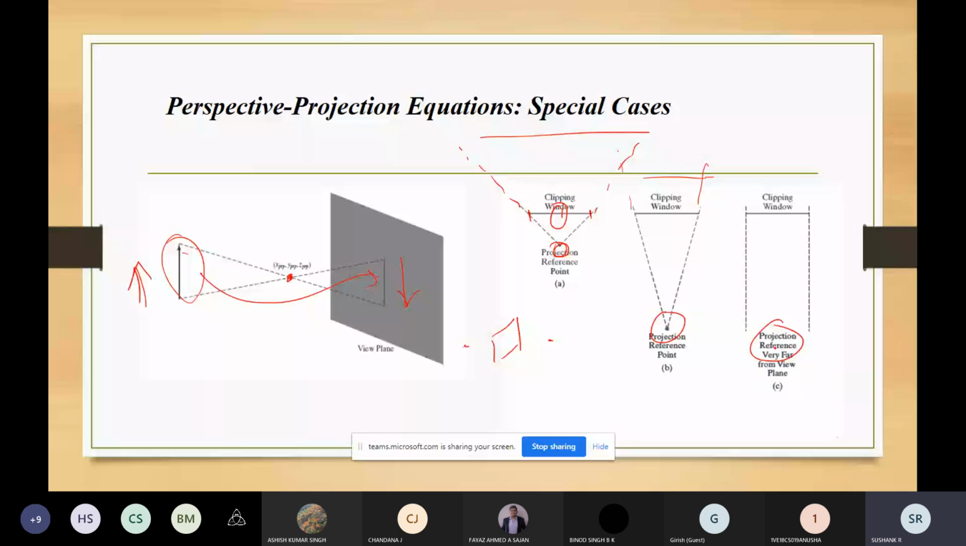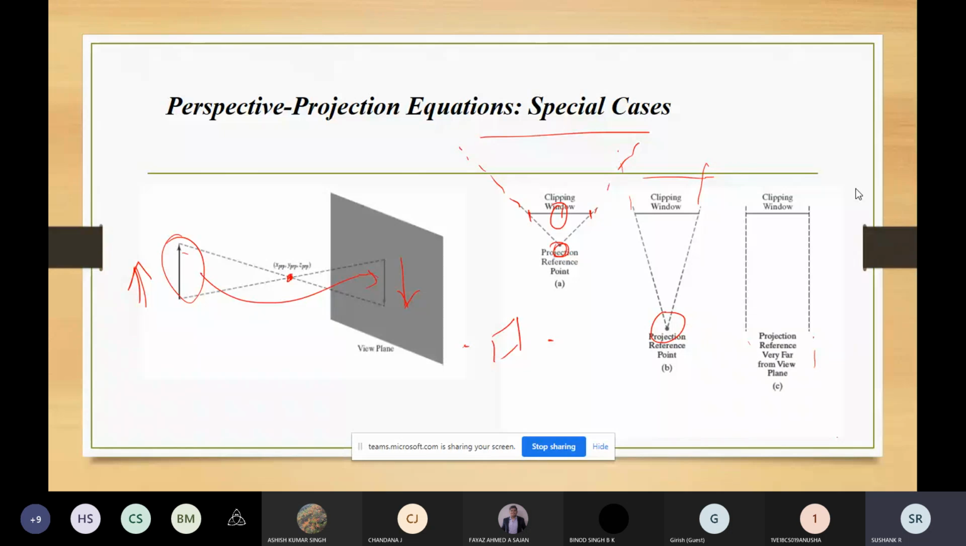See, it's three scenarios. Here the object will look very large, but here the object size will be much smaller when compared to this. But in this case the reference point is almost parallel, so it will be a case of parallel projection. Or you can say the perspective projection is becoming a parallel projection when the projection reference point is very far away from the view plane. So these are the three situations.